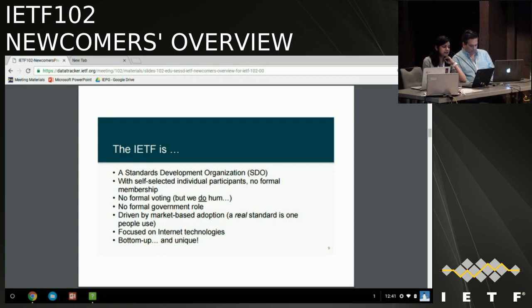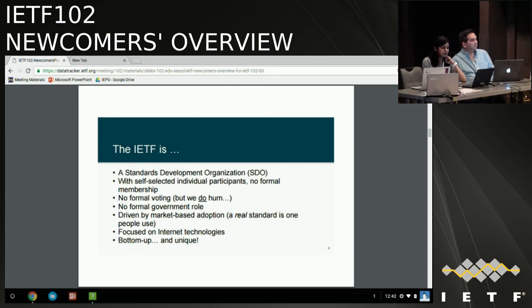IETF is a standards development organization. There are several other internet organizations, but I would say we are different from all of them in various aspects. First of all, there is nothing binding you to the IETF. There is no formal membership. You can come and go as you please.